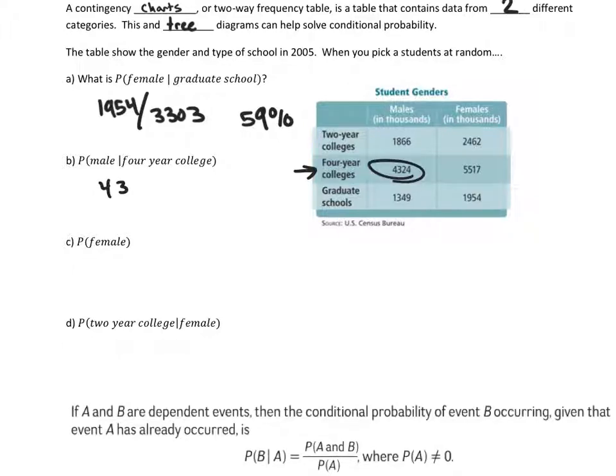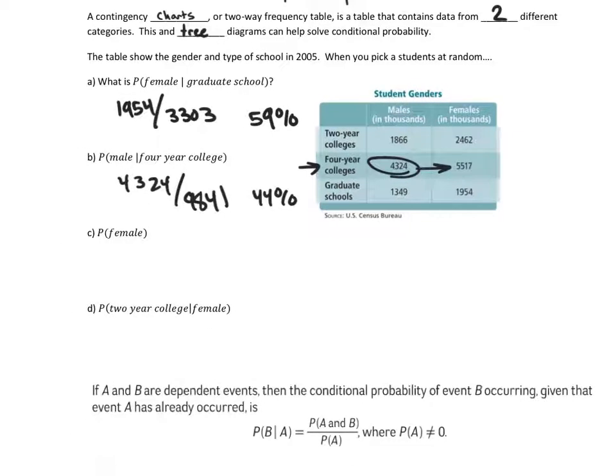So it'll be 4,324 divided by both of these put together. So 4,324 plus 5,517. And then when we divide those, we would get to see the probability that the student is a male, given that we're looking at 4-year college. And that's going to be, if you round up, 44%.